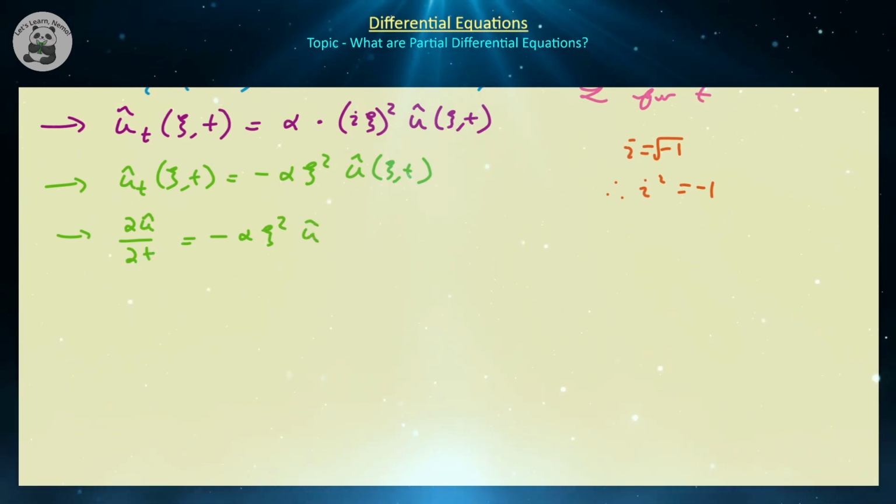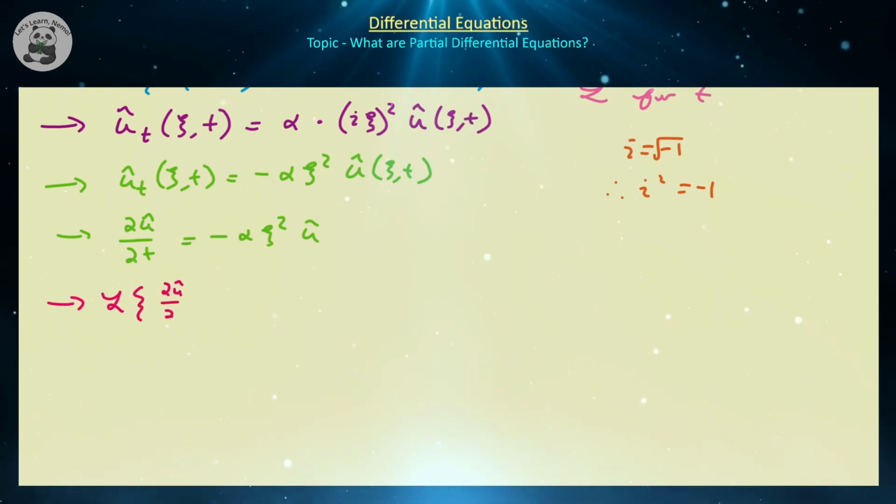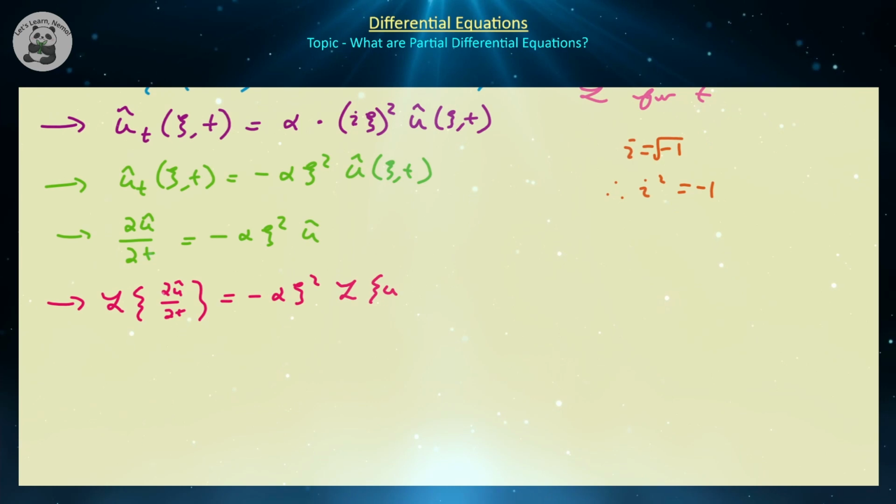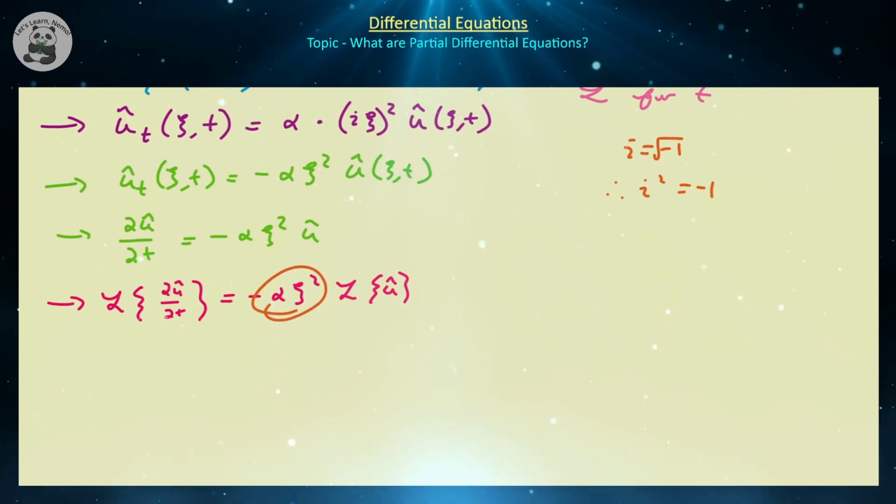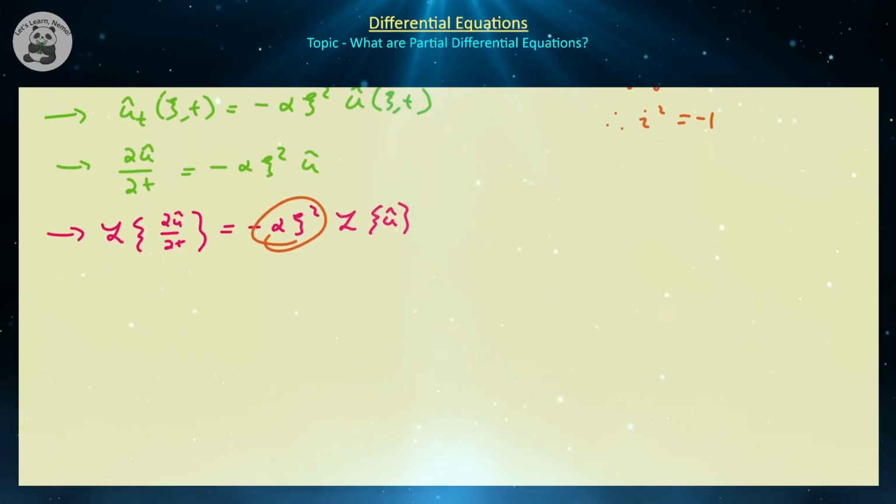And what I want to do is take the Laplace transform of both sides of this equation. So I'm going to have the Laplace transform of partial u hat partial t, and that's going to be equal to minus alpha psi squared times the Laplace transform of u hat. Right? Keep in mind, Laplace is going to be focused on the temporal part, so that means psi is a constant as far as time is concerned.